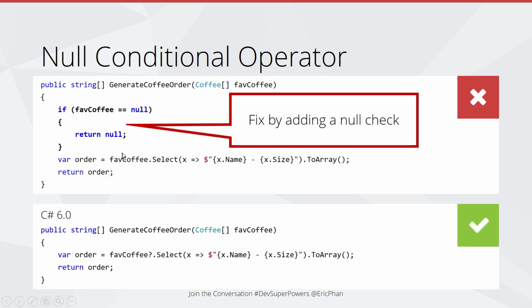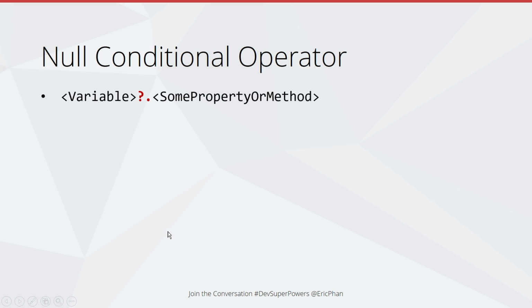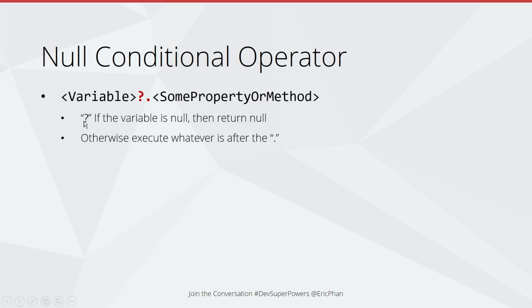Okay, so there, the question mark dot. Like I said, the question mark basically tells it to check if that variable is null. If it is, return null. Otherwise, do the stuff after the dot.